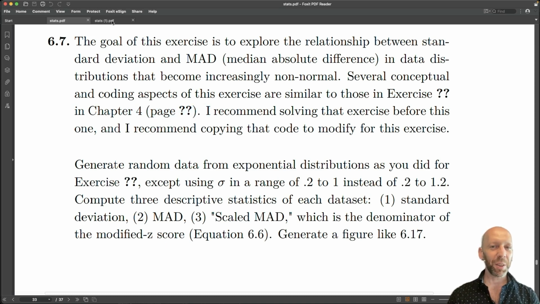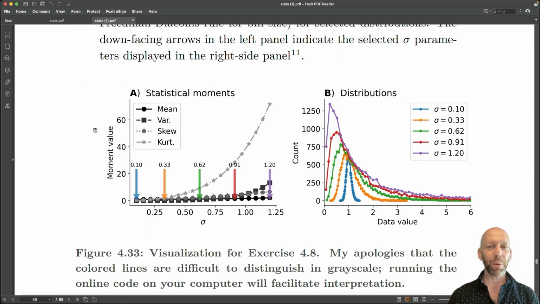Anyway, let me quickly show you this. So this is in chapter 4 and exercise 8. So this is, again, chapter 4, exercise 8. Remember, the goal of this exercise was to create distributions with different properties and show that that affects the statistical moments. In this case, we were really focused on kurtosis and the impact of these different distribution parameters on kurtosis.